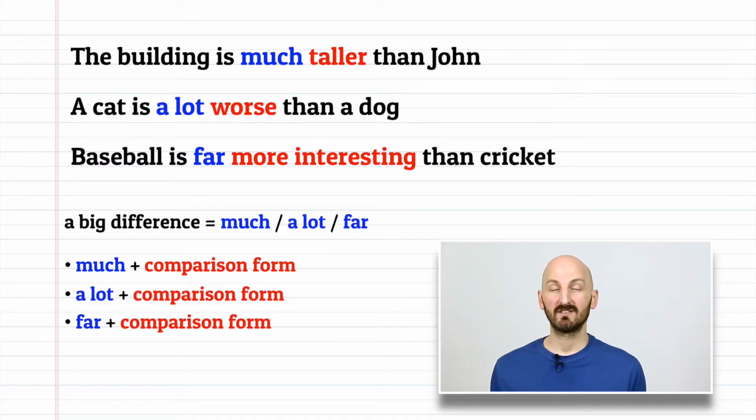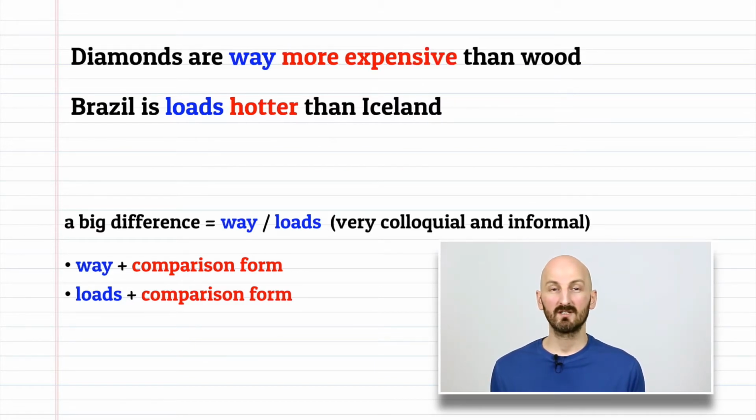So what about the size of the difference? A building is 10 meters tall and a person is only 1.5 meters tall. How do we show the size of the difference? Well, let's see. The building is much taller than John. The word much shows that there is a very big difference between the building and John. We can also use a lot and far, and colloquially we can use way and loads. For example, a cat is a lot worse than a dog. Baseball is far more interesting than cricket. Diamonds are way more expensive than wood. And Brazil is loads hotter than Iceland. The last two examples are very colloquial and actually they're grammatically incorrect, but you will hear them often.